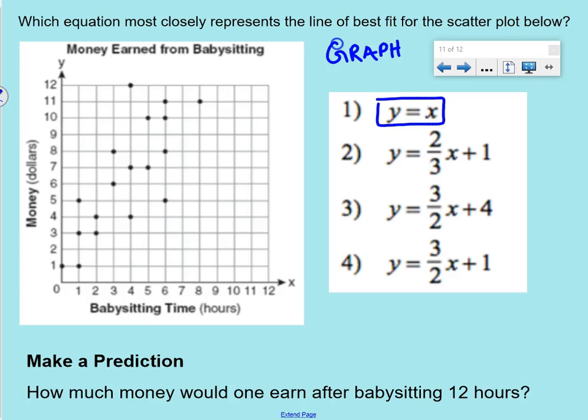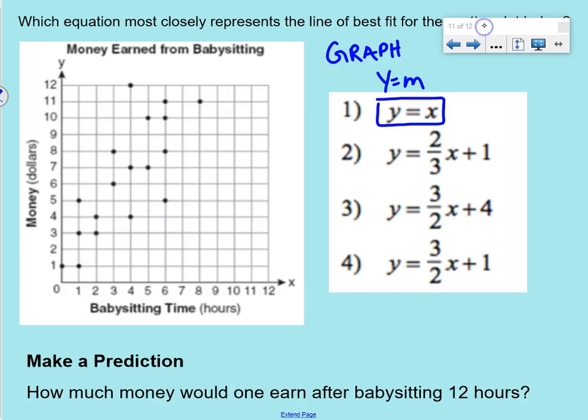Y equals x. So if we're thinking y equals mx plus b for graphing, we start with our b. Well, there is no b, so that's really plus 0. So that would start right here at 0. And then our slope would be the number that's in front of x, which would be a 1. So that means we're rising 1, running 1, and so forth.